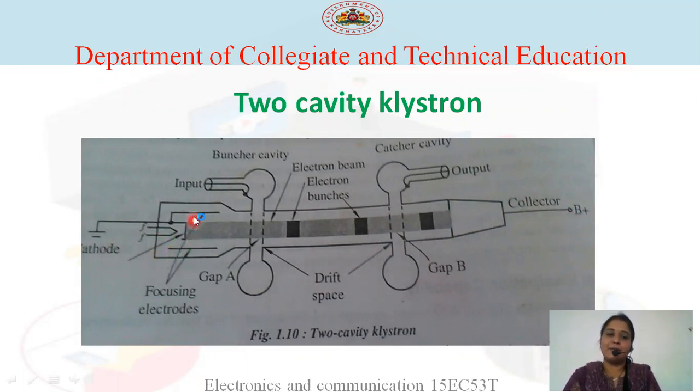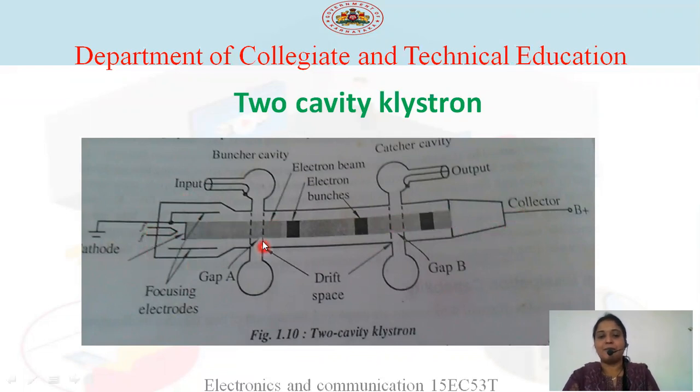We also have two electrodes called the focusing electrodes. These are at a little bit positive voltage compared to the cathode, but less than the collector. The main purpose of the focusing electrodes is to focus the electron beam towards the collector such that they will not disperse. They should be directed towards the collector. For that purpose, we have the focusing electrodes. The cathode or electron gun generates the electron beam.